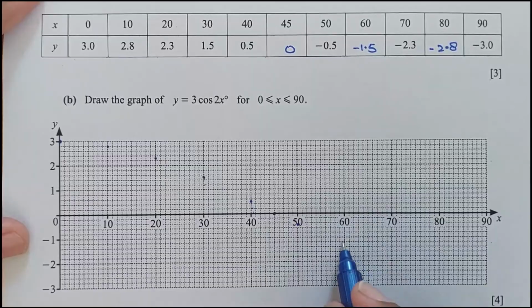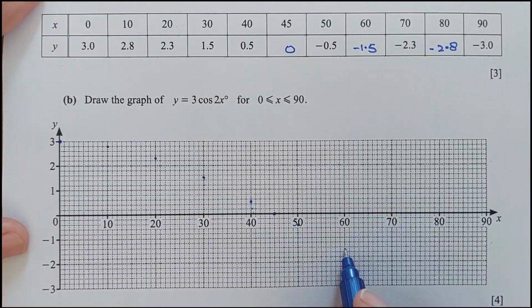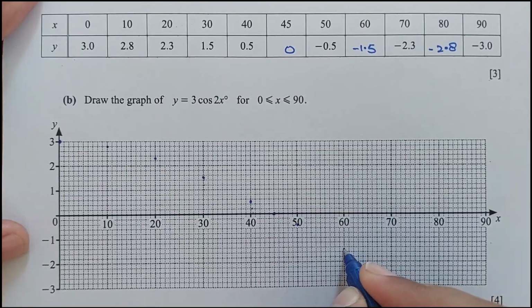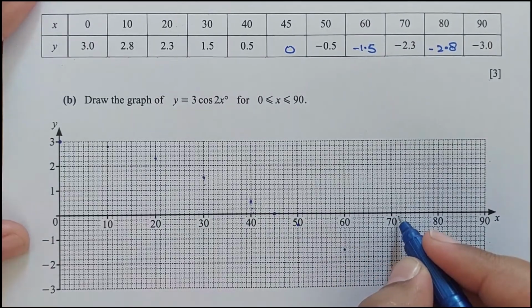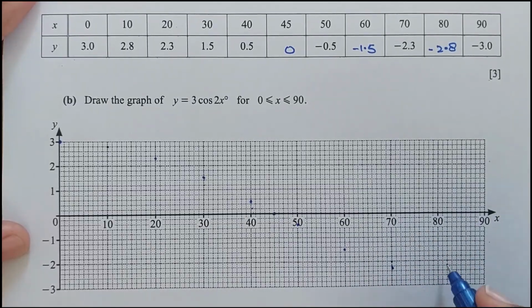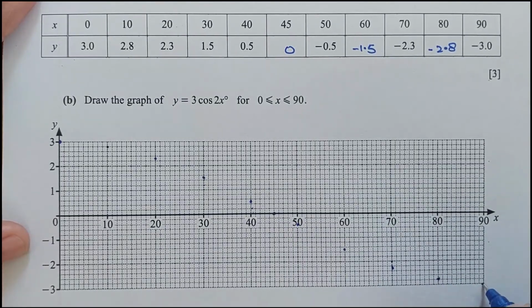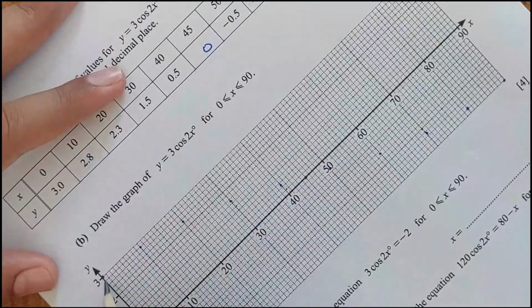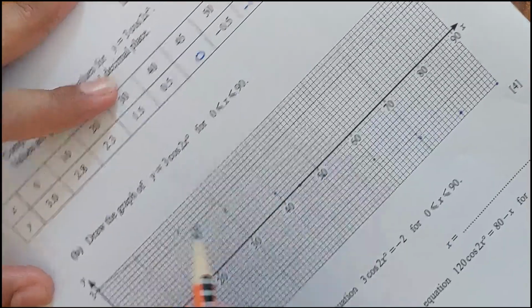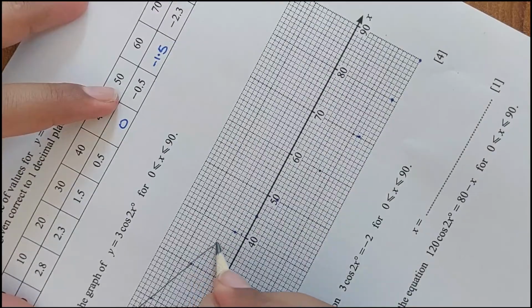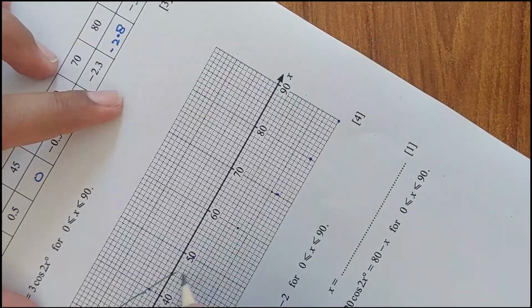For 60, it is negative 1.5. 70 is minus 2.3. 80 is minus 2.8, and 90 it is minus 3. All right. Let me connect all the points to get the curve. This is a sinusoidal function. Make sure your curve passes through each and every point.